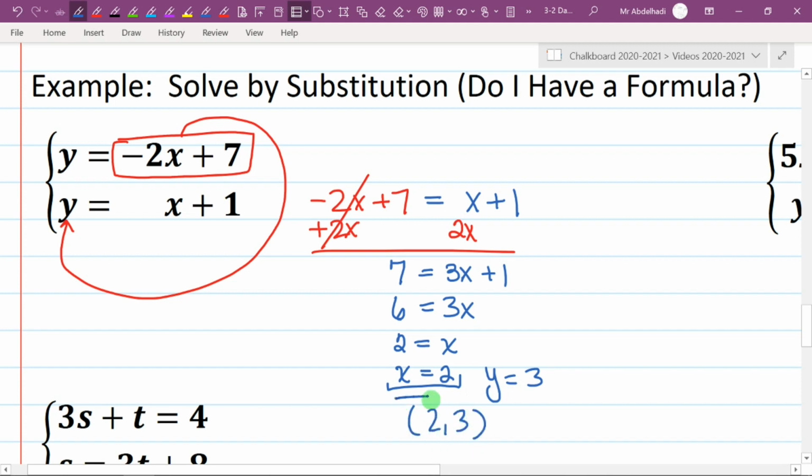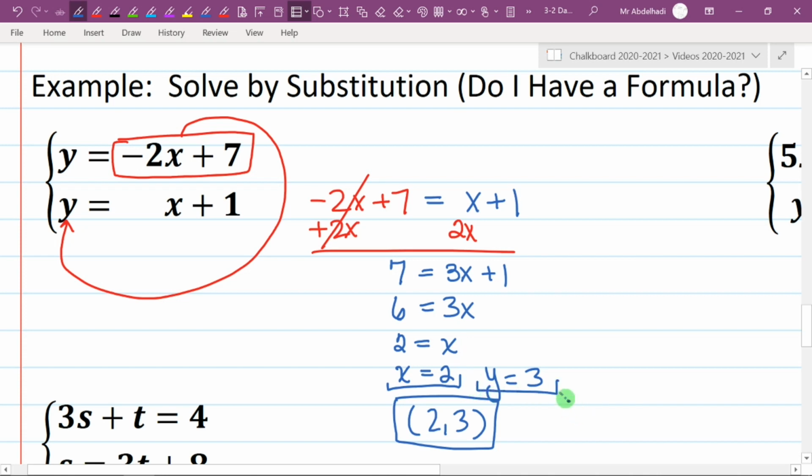Hey, what do you know? Same answer as the other question. Now, what if I had used the top one instead of the bottom? Well, plug a 2 right here. You get y equals negative 2 times 2, which is negative 4, and negative 4 plus 7 is like 7 minus 4. It's also 3. So either way, you get the same answer.